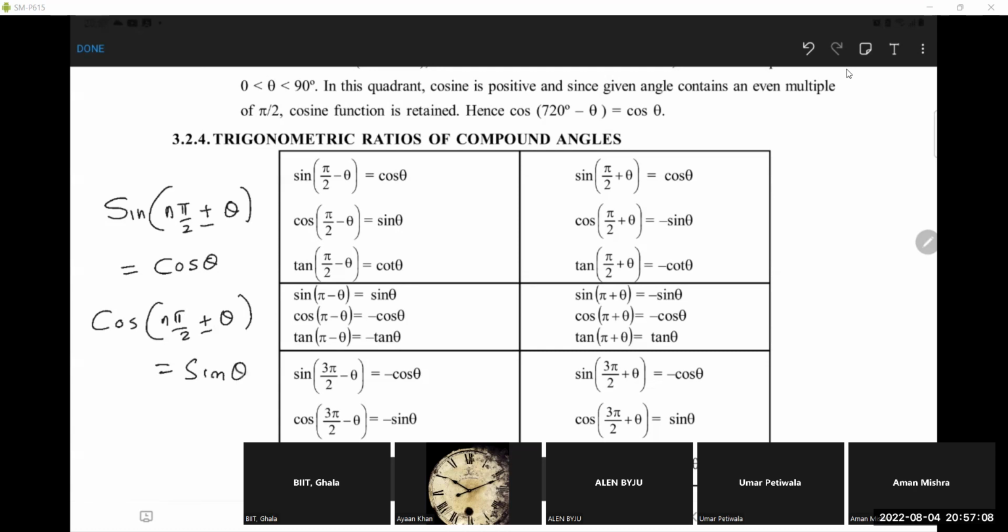This will happen when n is odd. So this is result number 1. You remember it like this: if n is an odd number, sine of n pi by 2 plus or minus theta will be equal to cos theta, and cos of n pi by 2 plus or minus theta will be equal to sine theta.